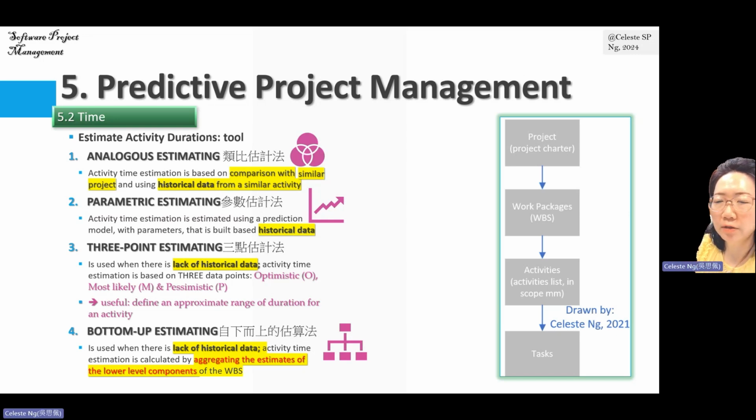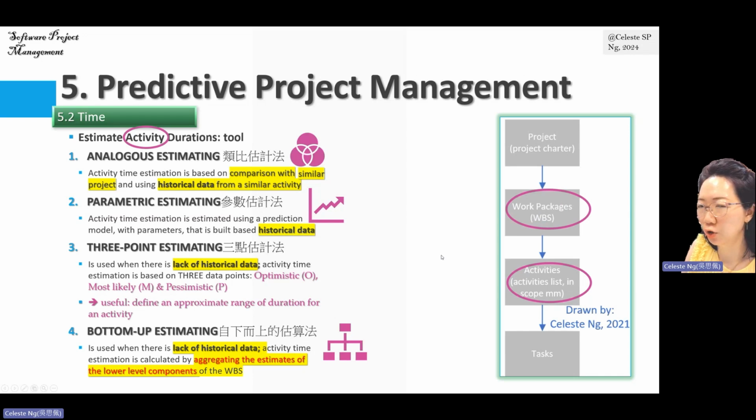So now let us look at what are the tools that we can use in order to estimate our activity duration. Here we are talking about estimating activity duration. Where does this activity come from? Actually, activities come from the work packages. Do you remember I mentioned work packages in our work breakdown structure, right?